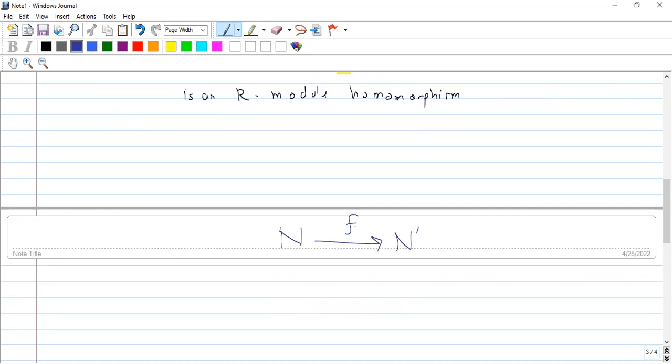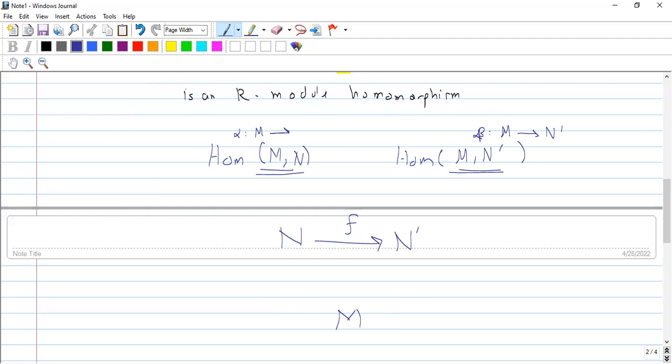Now I want to see the relation between Hom(M, N) and Hom(M, N dash). Naturally, I want to see this relation. What is the meaning of this relation exactly? This is the set of all homomorphisms from M to N, and this is the set of all homomorphisms from M to N dash. So here we have all homomorphisms, say beta from M to N dash, and here we have all homomorphisms alpha from M to N.